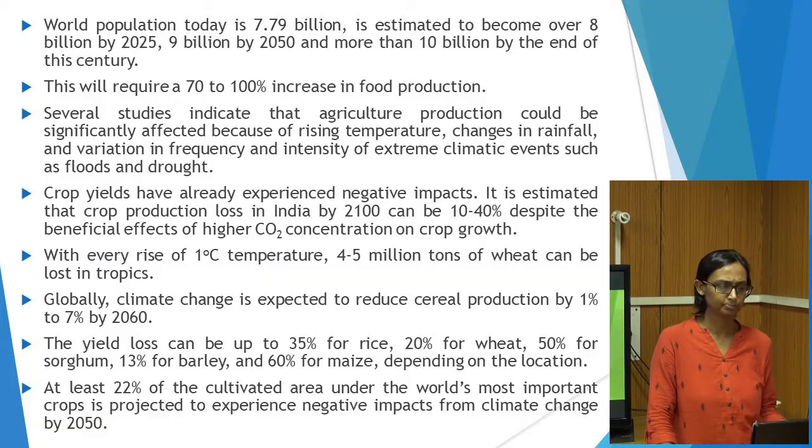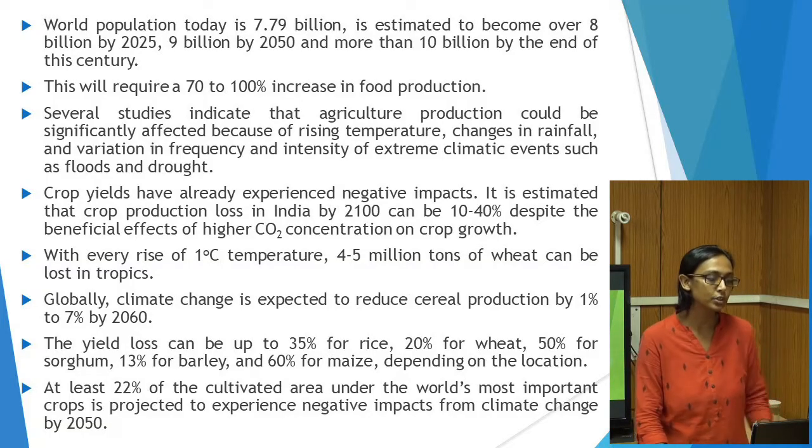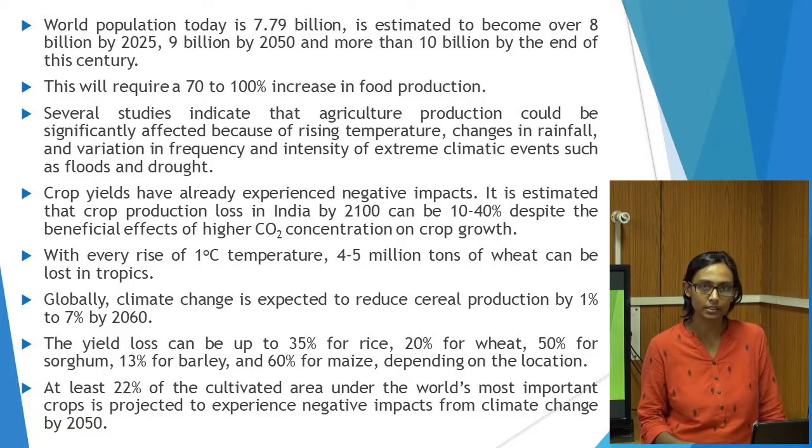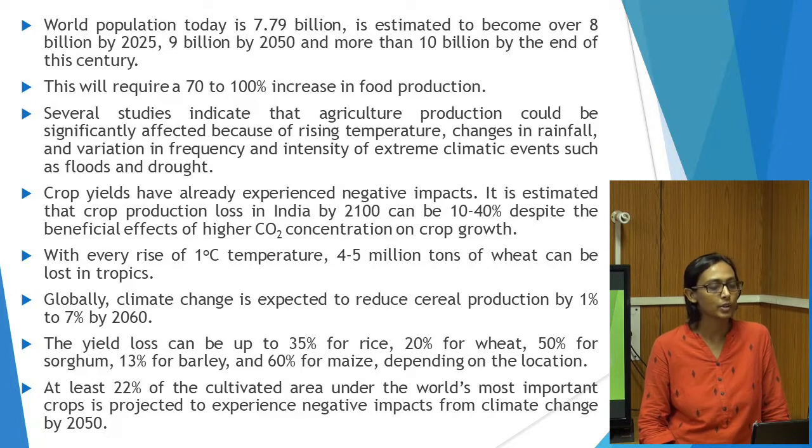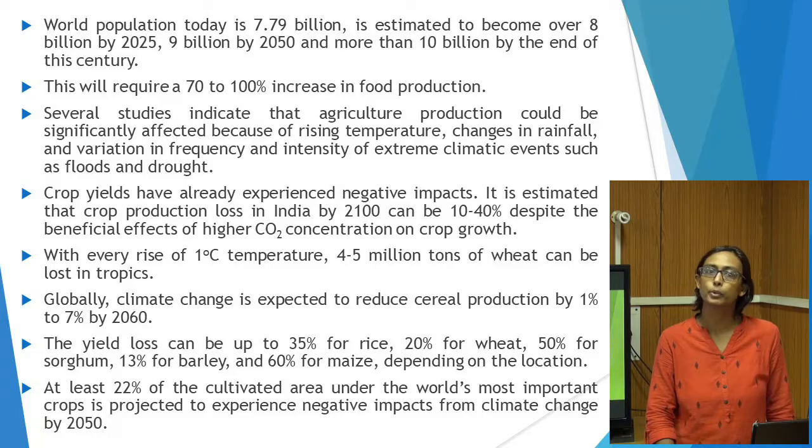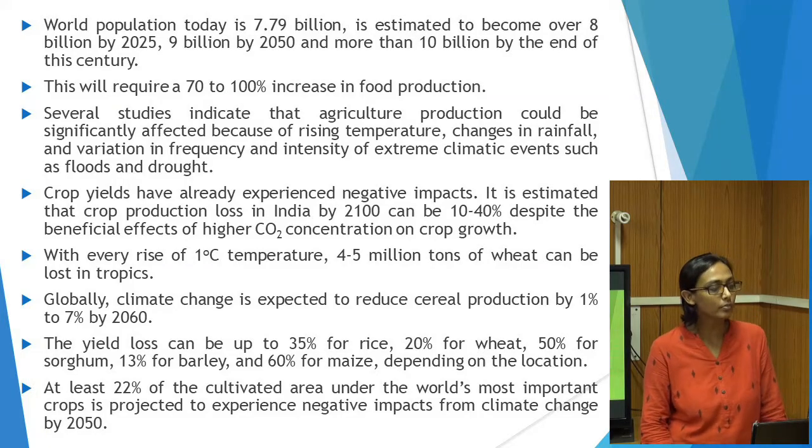So right now world population today is 7.79 billion to be exact, and is estimated to become over 8 billion by 2025, around 9 billion by 2050, and more than 10 billion by the end of this century. So this will require a 70 to 100% increase in food production. In simple terms, the production needs to be doubled.